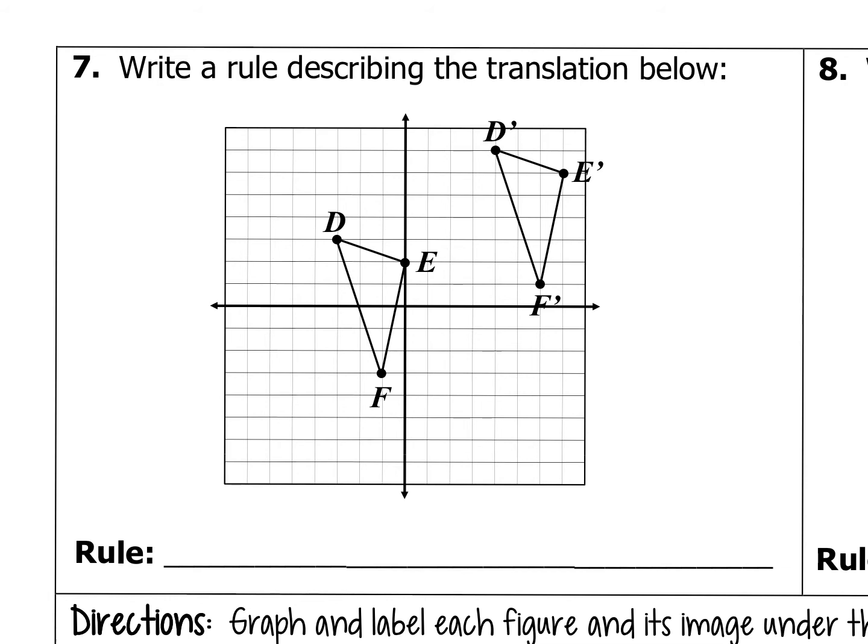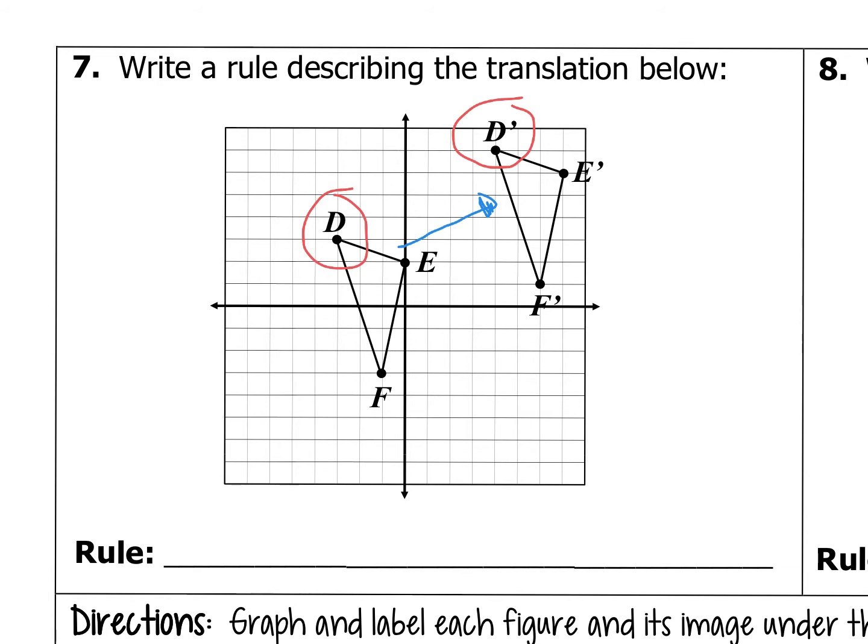So this time we're going to write a rule describing the translation that you see here. We're translating from our original image over to this image here. I highly suggest you pick one point, either the D, the E, or the F, and all you need is 1 point. So I'm going to select point D. And I want to see what I did to point D to get to D prime, because remember, D is our pre-image, D prime is our image. That's where we want to go to.